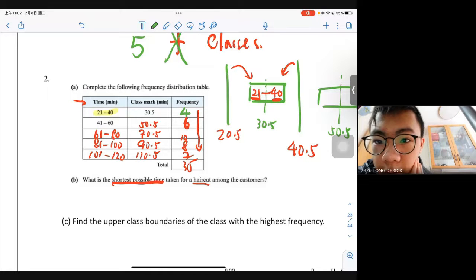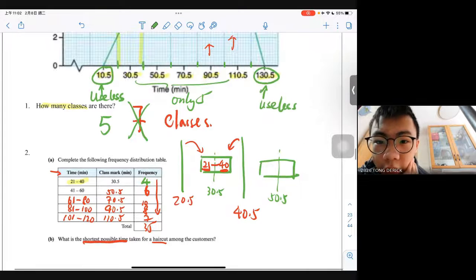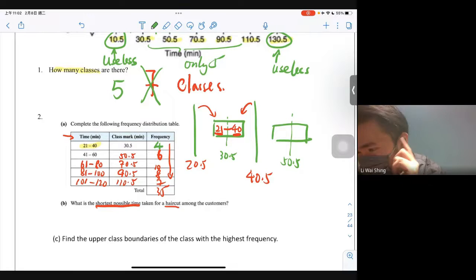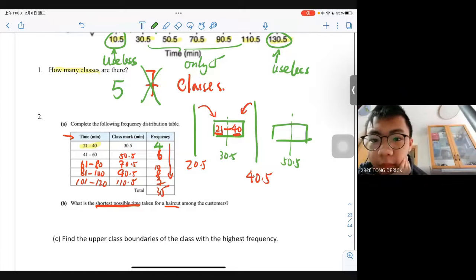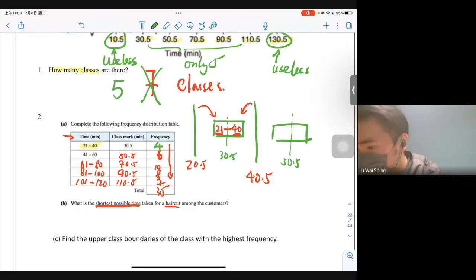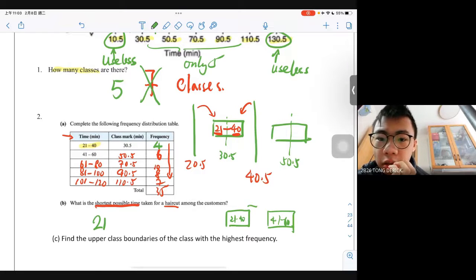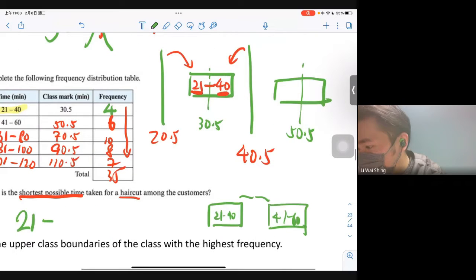21 minus 40 divided by 2. Can you tell me one more time? 21減 0.5. How can you get this 0.5? 求其取兩個鄰近嘅 class limit 再除2。Very good. Good job.